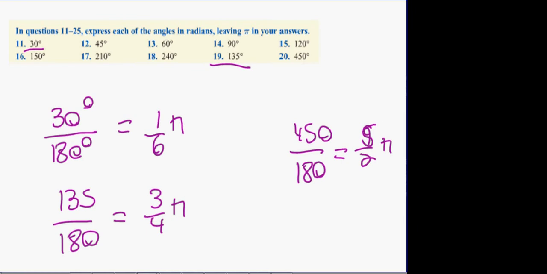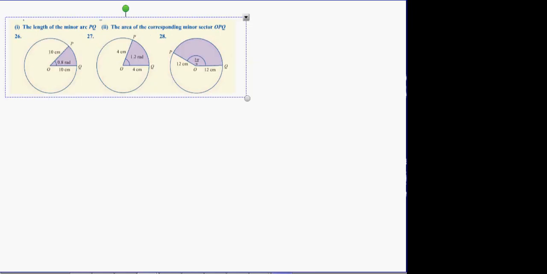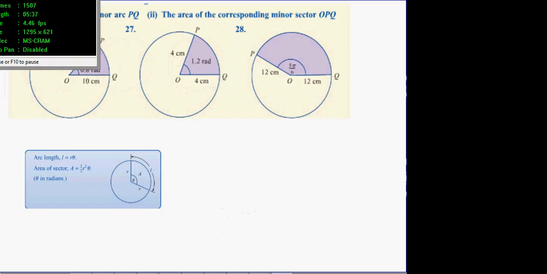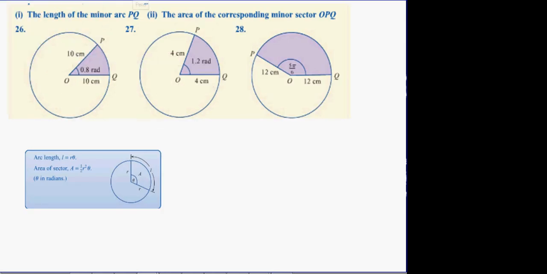Okay, moving on. First of all, find the length of the minor arc PQ. What minor arc means is it's the small one. The arc PQ could also be represented by the red line, and that would be called the major arc by just logic.